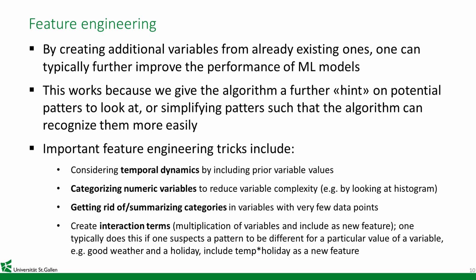Another technique, which is a bit more advanced, includes creating interaction terms. That just means that we, for instance, multiply 2 variables and include that as a new feature. One typically does this if one suspects a pattern to be different for a particular value of a variable. One example would be good weather and a holiday occurring at the same time, where the effect is considerably different. So there are many more bike rentals when there's good weather, and additionally if there's a holiday occurring at the same time. We can simply consider this pattern by including temp times holiday as a new feature.